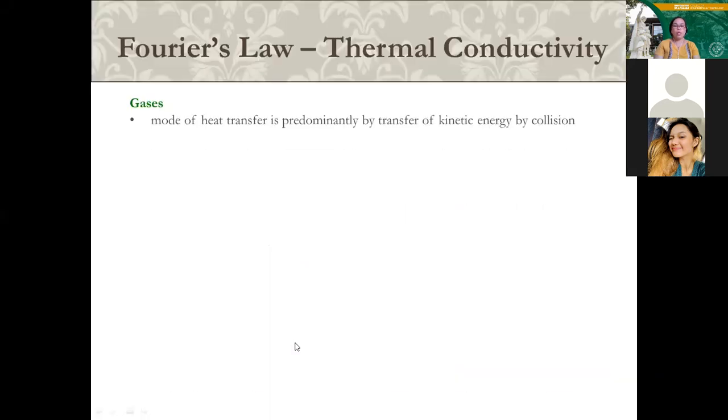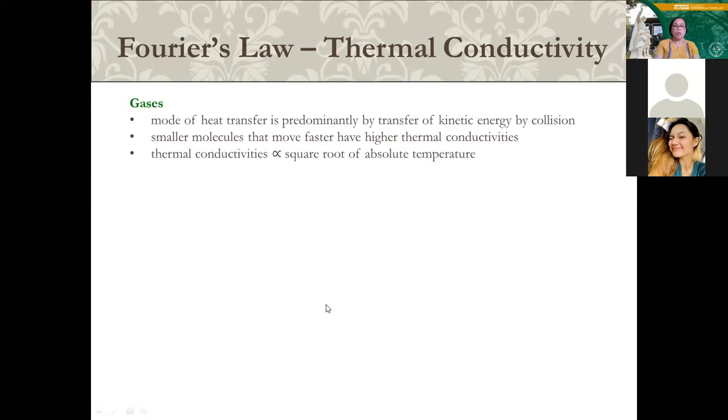So when we speak of conduction in gases, this is the mode of heat transfer, which is predominantly by transfer of kinetic energy by collisions. So we know that gas molecules are very far from each other, and as such, the transfer of energy is normally by means of collision. Now, smaller molecules tend to move faster and have higher thermal conductivities in the case of gases. And thermal conductivities are directly proportional to the square root of the absolute temperature.